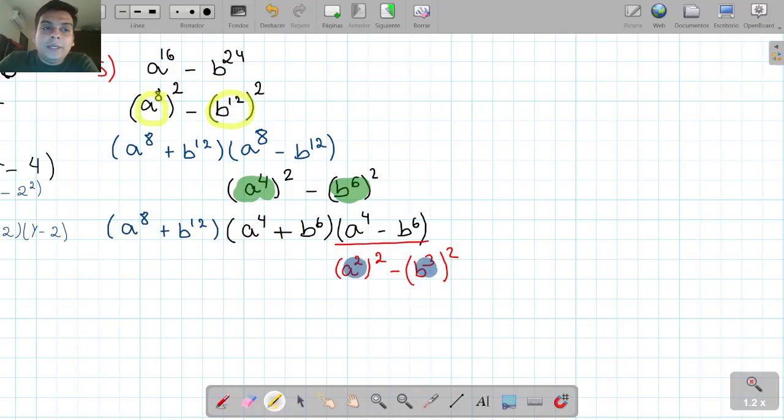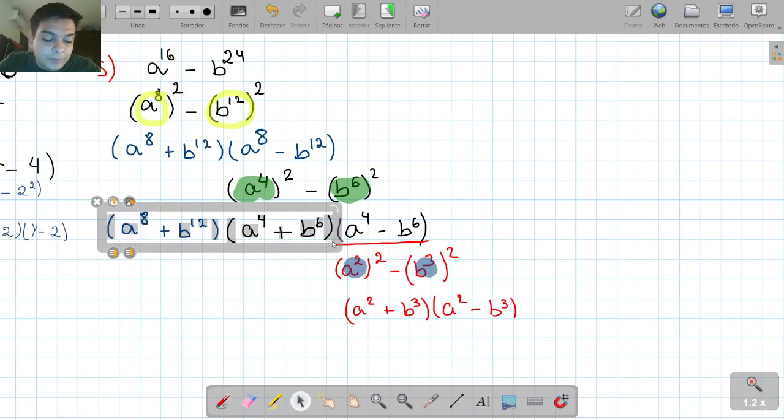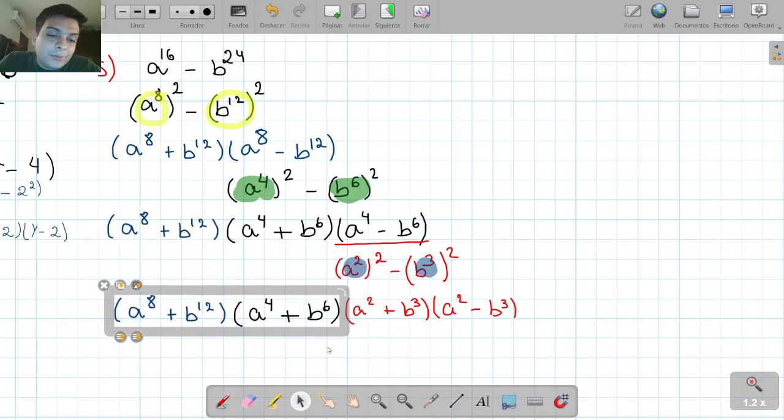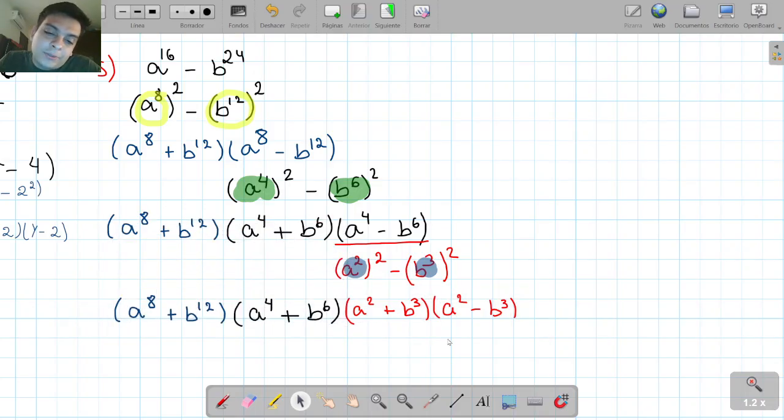So, we can continue doing the same. A squared plus b to the power of 3. And here we have a squared minus b to the power of 3. Now, what is going to be the full answer? Don't forget we have these factors. This is going to be the full answer. Look, these factors. We have 1, 2, 3, 4 factors in total. These 4 factors came from this.